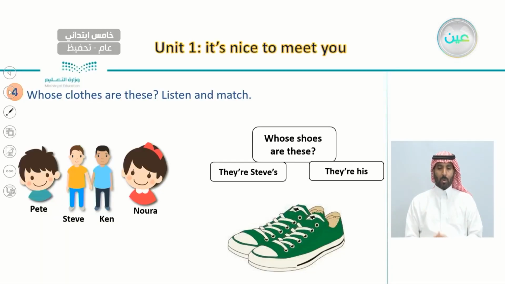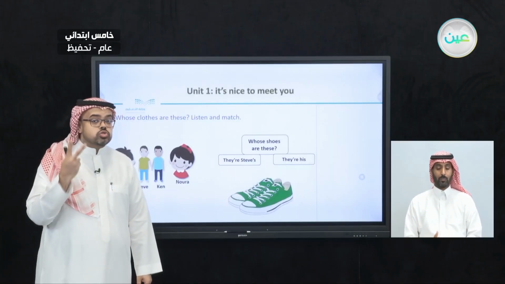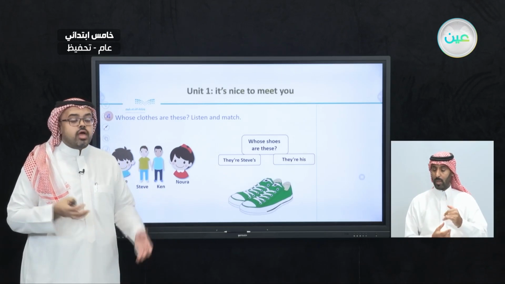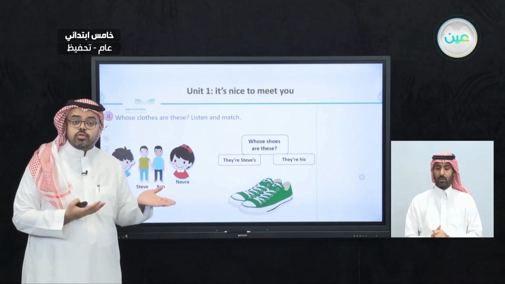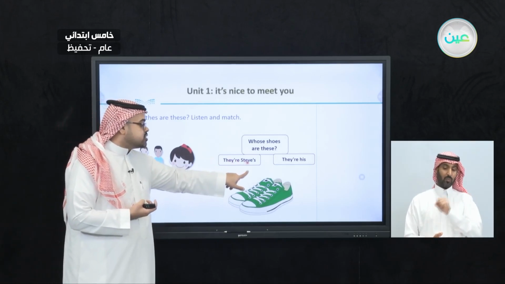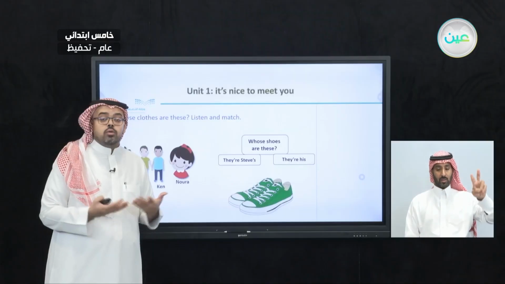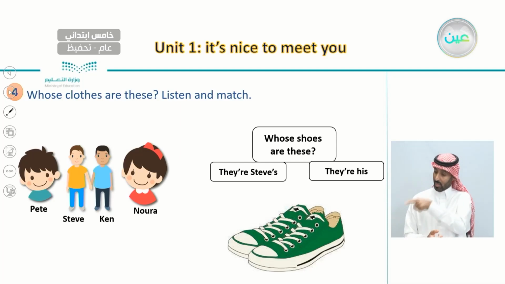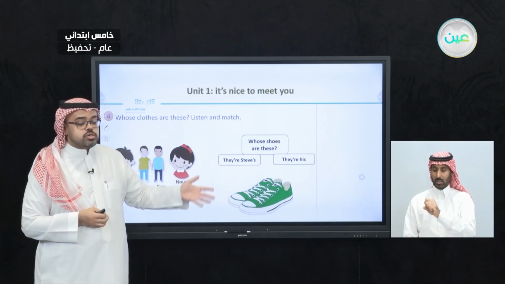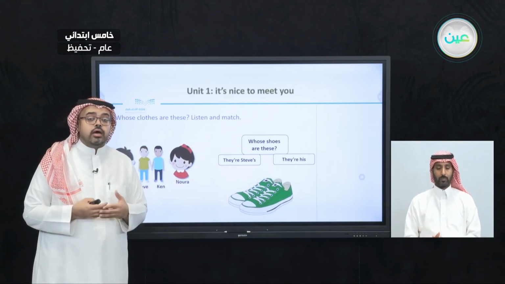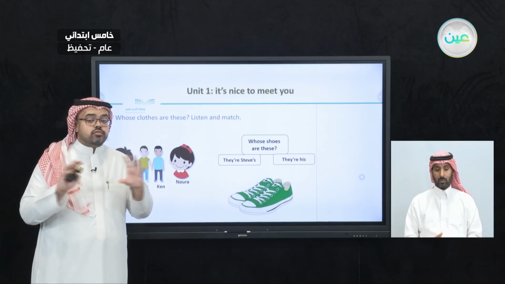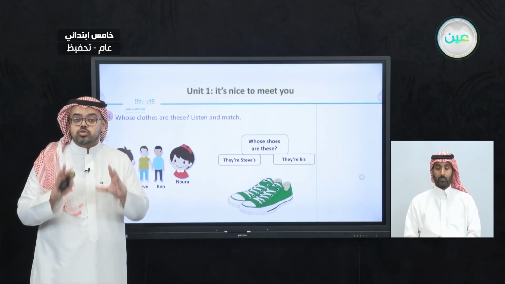So for the first one, for example, whose shoes are these? And we have two ways to answer this question. As we said, either we say the name of the person, like they are Steve's, or we can use the pronoun. We can say they are his. Now, let's try this question with a different object. And I'm going to show you different examples of the objects you have in your books.